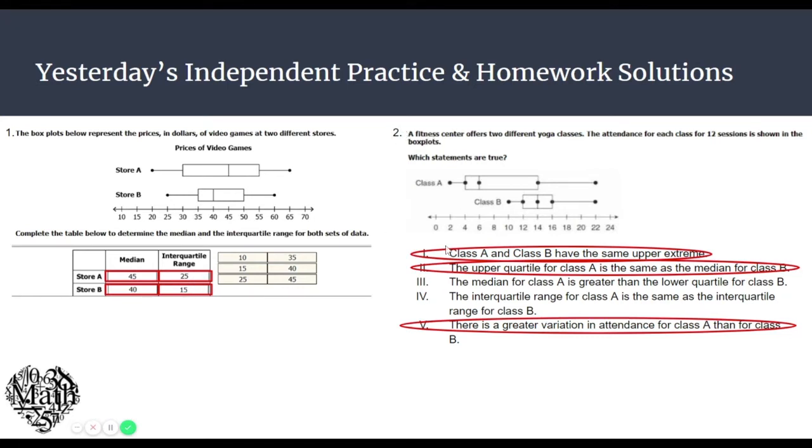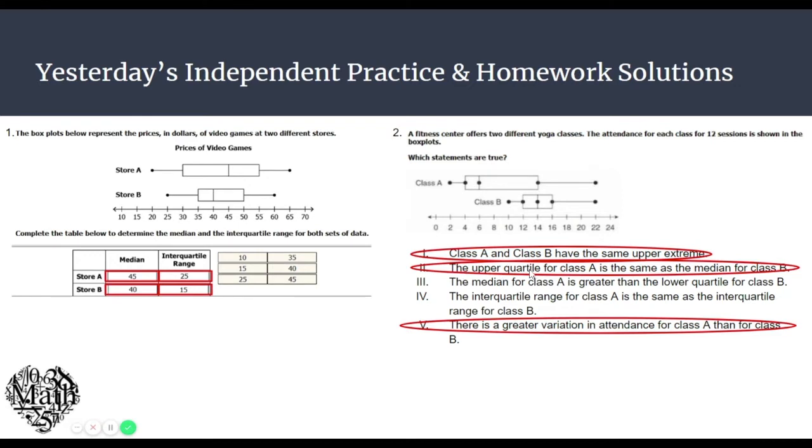Question number 2, you needed to select all answers that were true. So here we have Class A and Class B. Answer 1 said Class A and Class B have the same upper extreme. So upper extreme, remember, is your maximum. So here's your maximum on Class A is at 22, and your maximum at Class B is also 22. So that is a true statement.